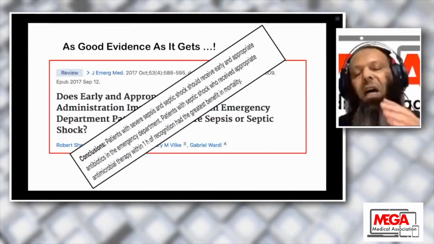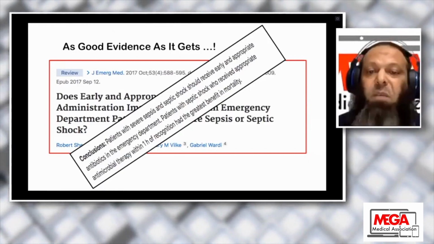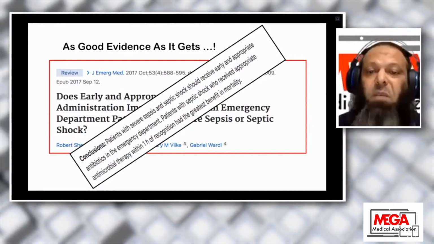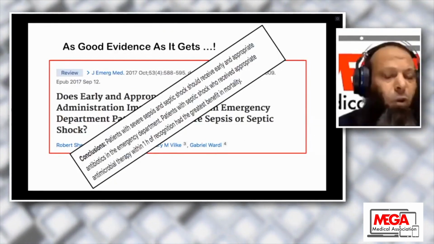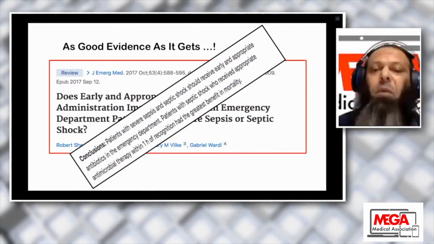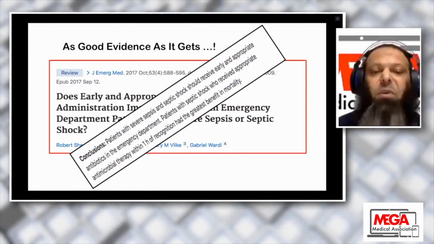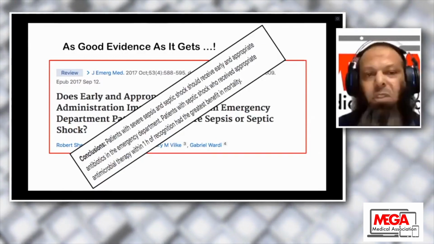Also, you need to have evidence. A lot of evidence has been accumulating for a long time. A patient with severe septic shock should receive early and appropriate antibiotics in the ER or on the floor if you are managing the rapid response team. Patients with septic shock who received appropriate antimicrobial therapy within 1 hour of recognition had the greatest benefit in mortality.